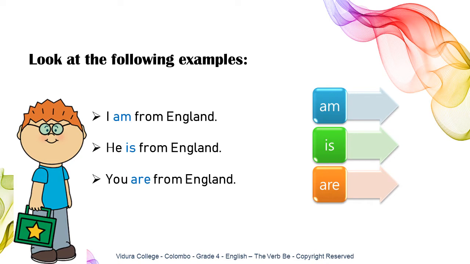My dear kids, look at the following examples. I am from England. He is from England. You are from England. Here I have used the be verbs am, is, are with 3 different subjects. Let's see how we can make sentences using these 3 be verbs.